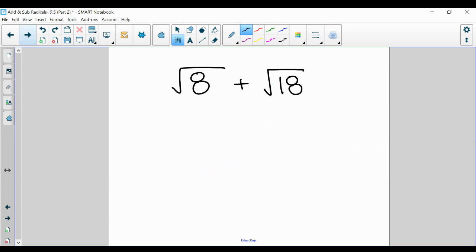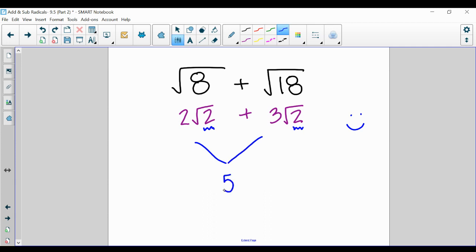So here's a problem where you're actually going to have to simplify first and then combine. I want you to pause the video here, try this one on your own, and then come back. All right, you're back. So hopefully you remember that the square root of 8 becomes 2 root 2, plus the square root of 18 is going to become 3 root 2. When I combine these, I have root 2 and root 2, so that gives me good news that I can combine them. I look at my coefficients, 2 plus 3 is 5, so I'm going to end up with 5 root 2.